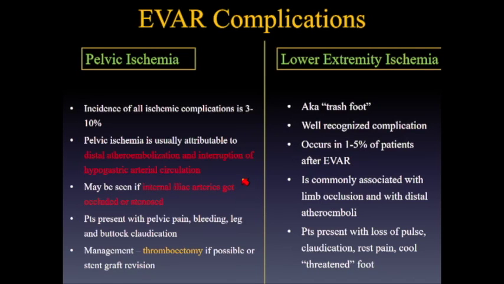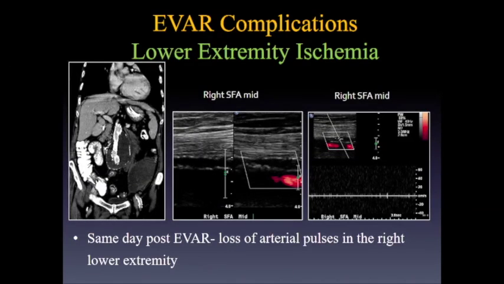Pelvic ischemia and lower extremity ischemia usually is due to another embolic event that throws emboli into the distal circulation and causes corresponding injuries. So in this example, we have somebody who just had endovascular stent graft repair, and on the same day later on complained of loss of arterial pulses in the right lower extremity.